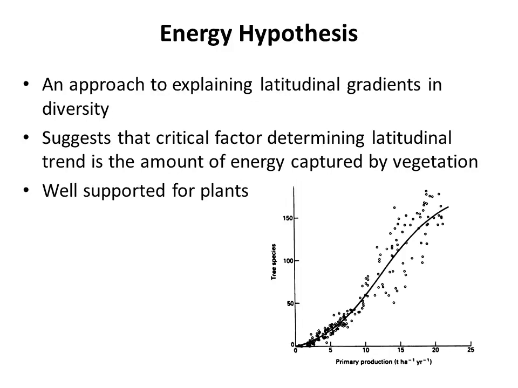So the first one we're going to cover is the energy hypothesis. Basically what this means, more energy equals more organisms equals more species. And this is well supported for plants. It suggests that the critical factor determining that latitudinal trend that we see in biodiversity is the amount of energy that's captured by vegetation. Equatorial regions have more sunlight and water to support photosynthesis, gives us more plants, enables competition, specialization, and ultimately speciation.